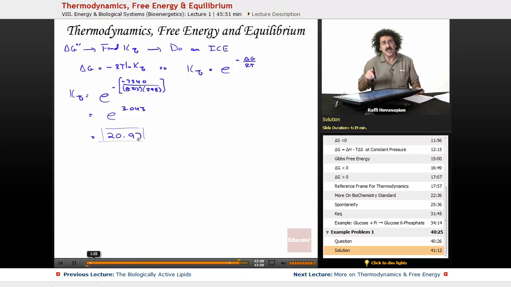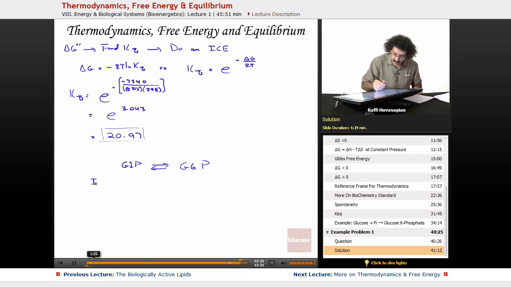Now that we know what the KEQ is, we'll do the equilibrium part. Let's write our reaction. Glucose 1-phosphate is going to reach some sort of equilibrium with glucose 6-phosphate. We're going to have an initial concentration, the change that takes place, and then an equilibrium concentration. This is what we're concerned with ultimately. They said we started off with 0.15 molar glucose 1-phosphate, and we have none of this. So that's our initial concentration.